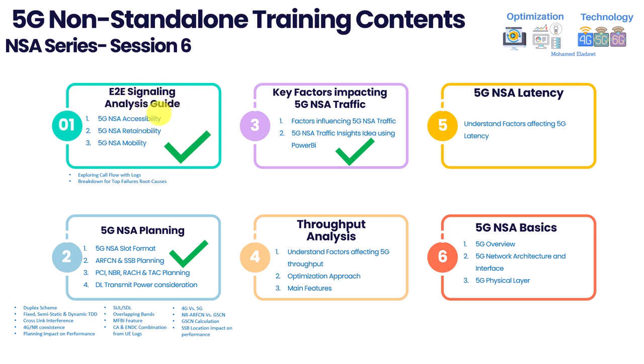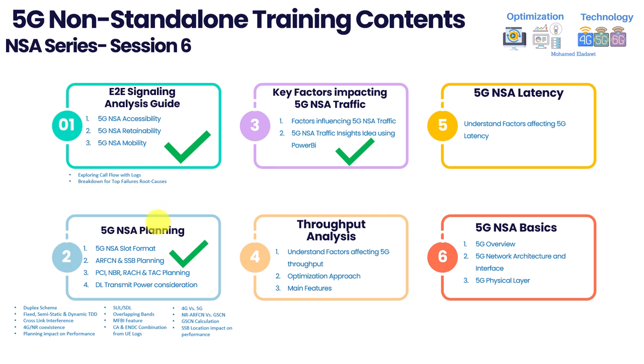signaling analysis guide, where we went through the 5G NSA accessibility and retainability, which is the drop rate, for example, and the mobility. During these 3 sessions, we explored mainly 2 parts, which is related to exploring the call flow in general from an end-to-end perspective using the logs, and we gave some examples using the logs and traces. And the second one, where we have a breakdown for the top failures for these 3 categories. So this was the first 3 sessions.